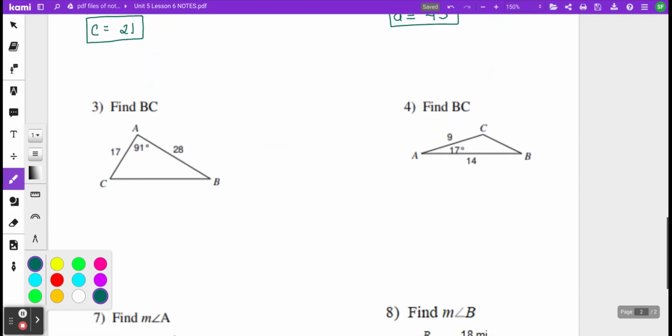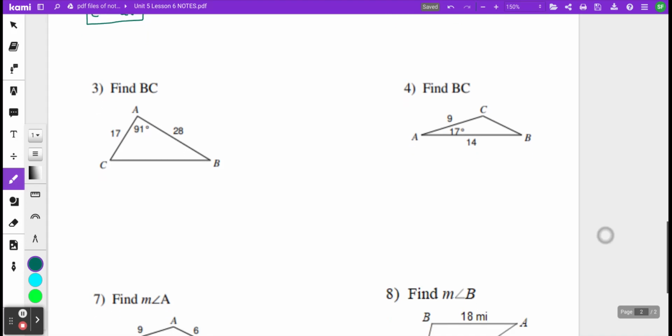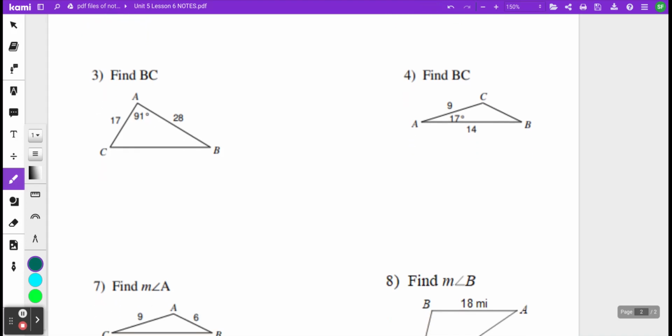All right. Now I want you to go ahead and practice finding BC. I'm going to give you the answer, but I want to see you do the work. You should get this one. We want to find BC, so you're trying to find side A. If you do your work, A is going to be 33.